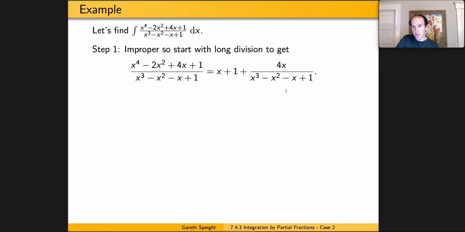So for now, we're going to have to work on this fraction 4x over x cubed minus x squared minus x plus 1. But when we actually finish with the algebra and we get to do the integration, it's important to remember that this x plus 1 was there from before, that we still have to integrate this x plus 1. Okay, so let's try to rewrite this 4x over x cubed minus x squared minus x plus 1 and try to make it simpler so we can actually do the integration. And step 2, remember, was to factorize the denominator as much as possible into linear terms and irreducible quadratic terms. So we have to see how to factorize this.